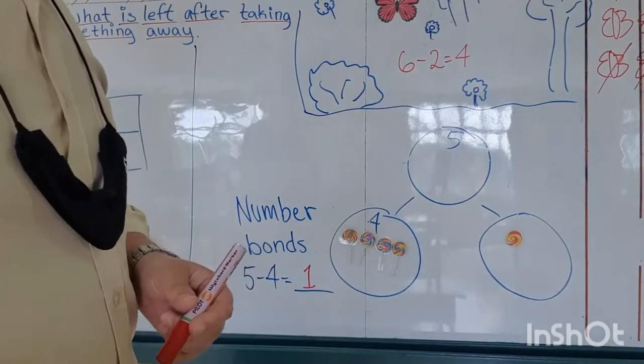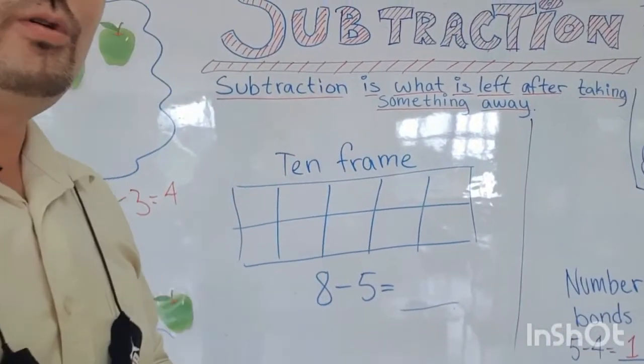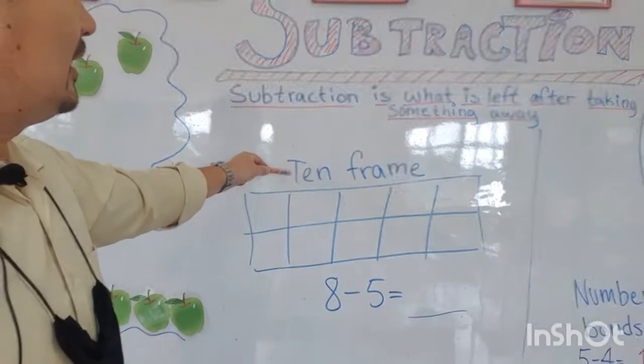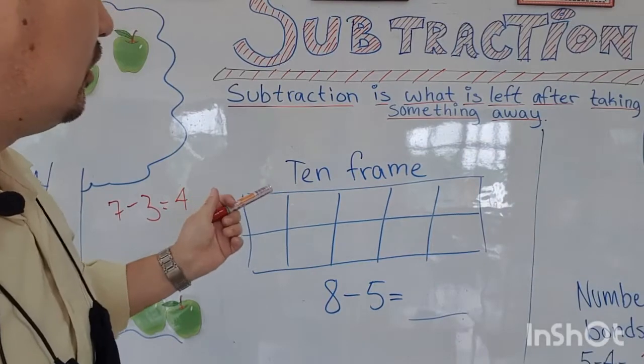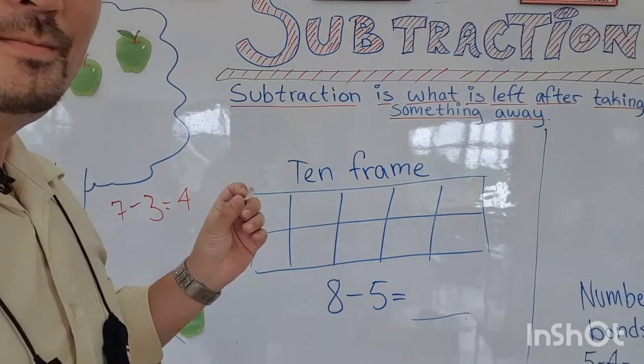Okay. Now I change the camera again. Now look at the center of the board. Here we have a 10 frame. This is another way of solving subtraction.